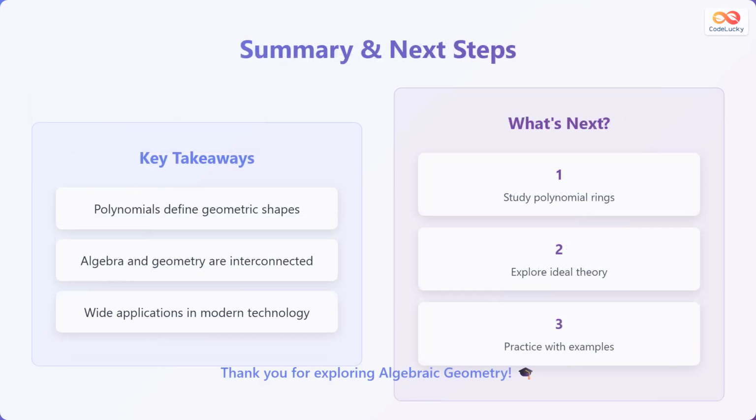In summary, polynomials define geometric shapes, algebra and geometry are interconnected, and there are wide applications in modern technology. Now that you have been introduced to the world of algebraic geometry, here are some next steps for you. First, study polynomial rings. Second, explore ideal theory. Third, practice with examples. Thank you for exploring algebraic geometry.